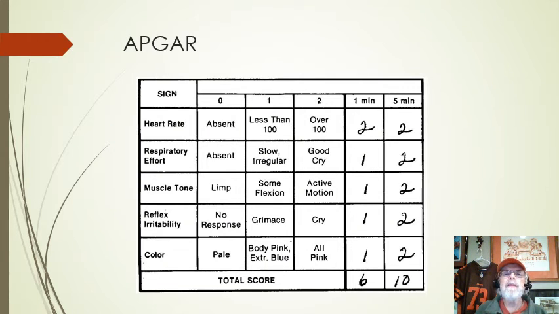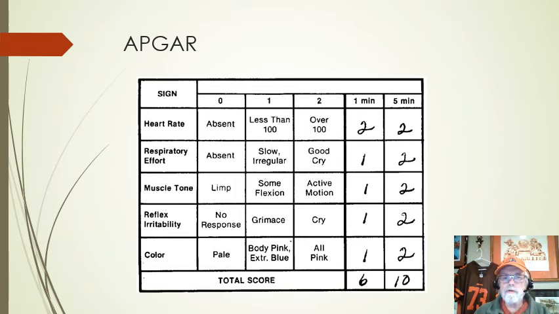This is that APGAR. They look at the heart rate, the respiratory effort, the muscle tone, the reflex irritability, and the color, and they give them a score. 0 means it's absent. They have what the area would be here as how you get a 1 score, and this would be a 2 score. And then over on the far right, you actually see a number. Okay, most kids when they're born don't have a 10 at that 1 minute. It's almost never a 10. It's usually a 6, maybe a 7.